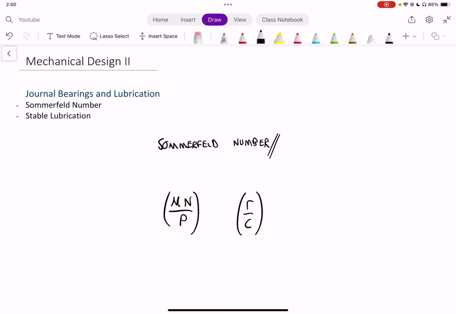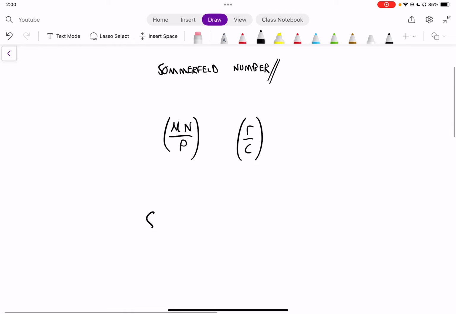Another person came along and made up a new way of looking at these two terms and created the Sommerfeld number. The Sommerfeld number was then used to non-dimensionalize graphs for different types and sizes of bearings, and they were all normalized, so you can use them for all bearings essentially. The Sommerfeld number just combines these two terms. Instead of having 2 pi squared times mu n over p times r over c, the Sommerfeld number is r over c squared times mu n over p.